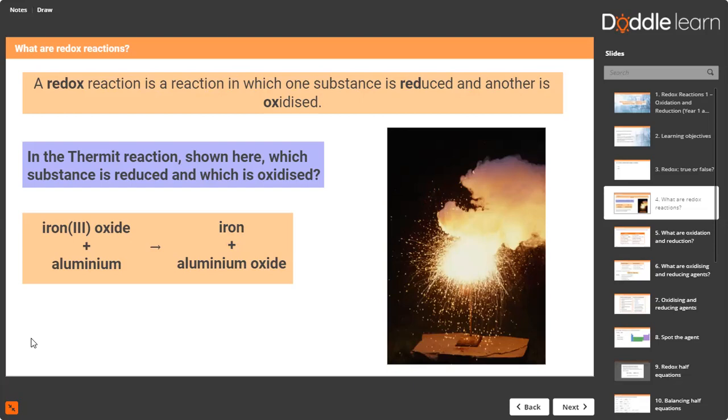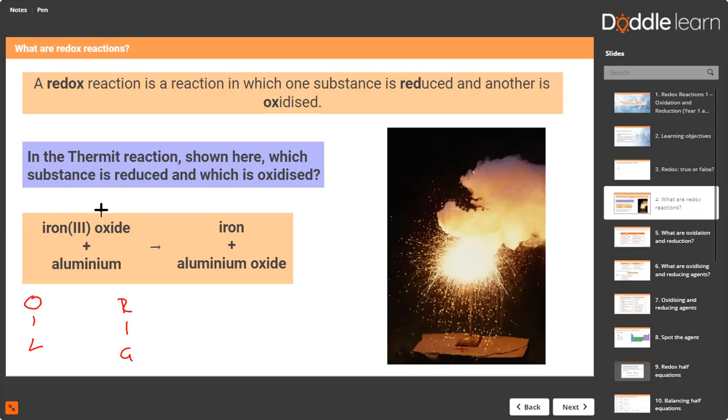So again, I'm going to keep putting OIL RIG on. I know it's probably going back to really basics, but it's actually really good to just keep reminding ourselves of OIL RIG. So I'm going to write it on. So obviously oxidation is loss, reduction is gain.